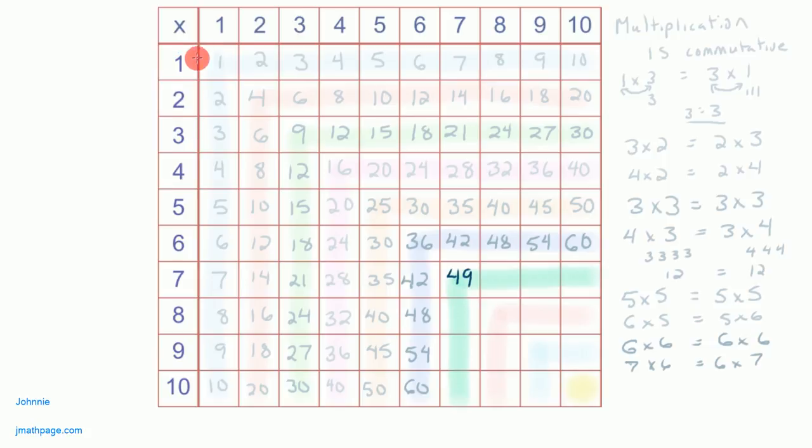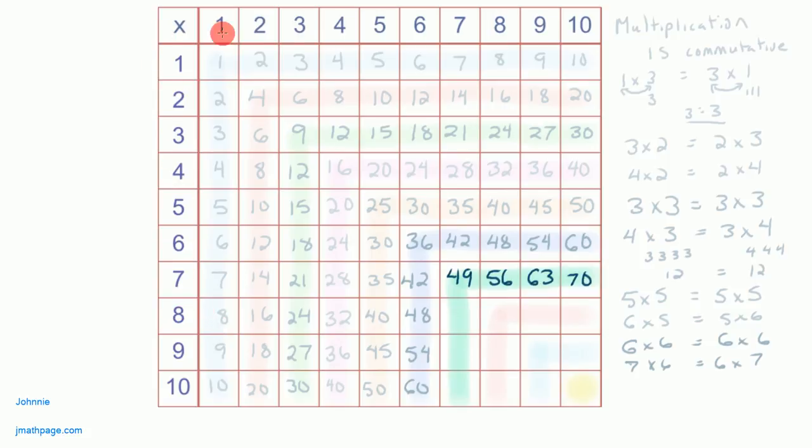7 times 8 gives us 7 more than 49, which is 56. 7 times 9 gives us 7 more than 56, which is 63. 7 times 10, 7 more than 63, will give us 70. Okay, easy now, isn't it?